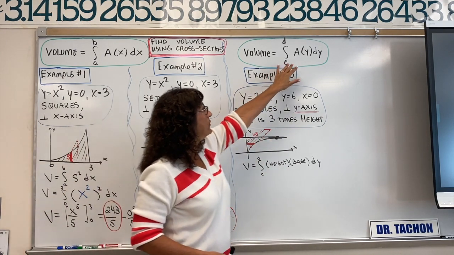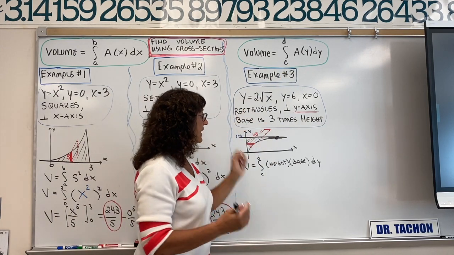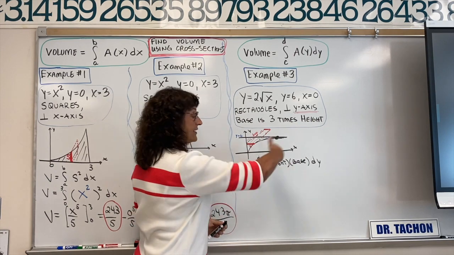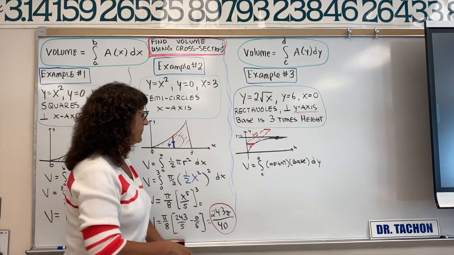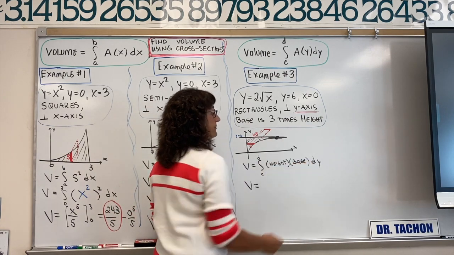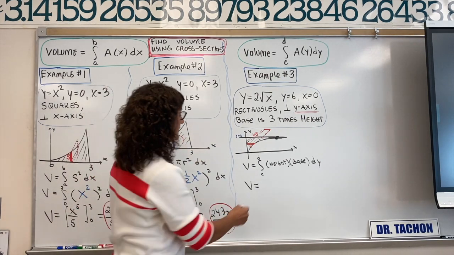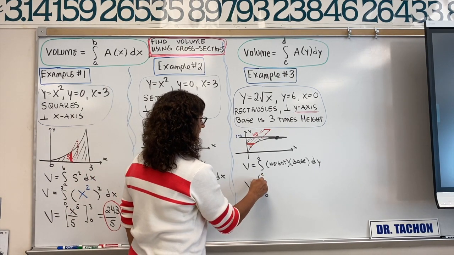And what do we integrate? We integrate the area formula of your cross section. What is the area of a rectangle? Area of a rectangle is base times height. So that's what we're going to integrate. What about the bounds of integration here? The bounds of integration are going to be along the y-axis. Look at the y-axis, 0 to 6 for the y-axis. Your bounds of integration are 0 to 6.